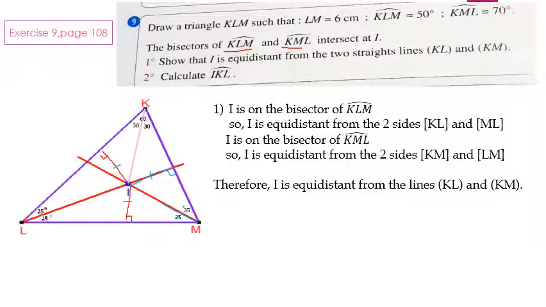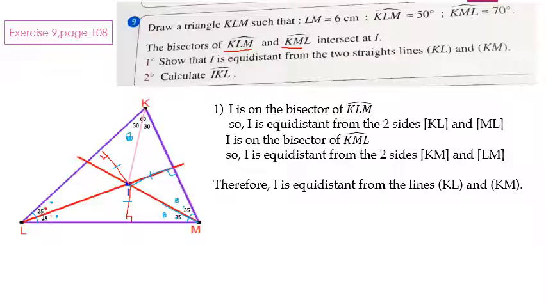Now, calculate IKL. IKL, I'm talking about this angle here. How to calculate it? Let's now pay attention again to the angles. KLM equals 50 degrees and LI is the bisector, so each one of them equals 25 degrees. Now, again, here KML equals 70 degrees, half of 70 is 35. Then KMI equals IML equals 35 degrees.